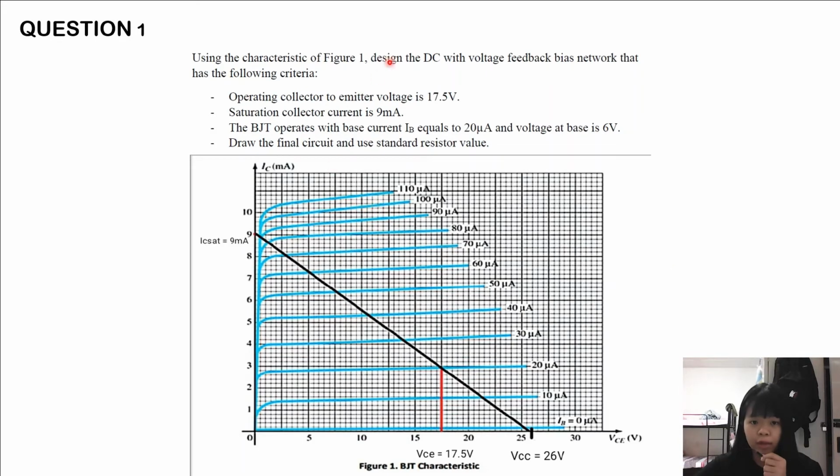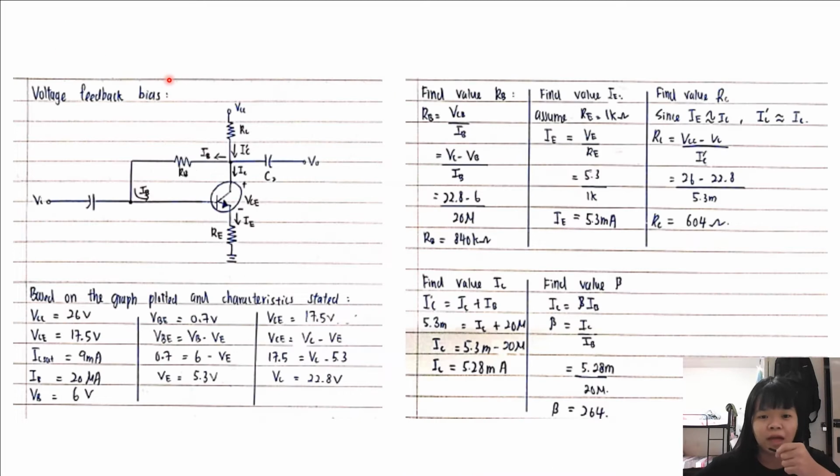For question 1, we are required to design a DC voltage feedback bias. From the question given, we note that the saturation current is 9 mA, the collector to emitter voltage is 17.5 volt, and the base current IB is 20 µA. According to these 3 points, we can create the load line to find the VCC, which is 26 volt. Before we start our analysis, we draw the configuration of the DC voltage feedback bias.